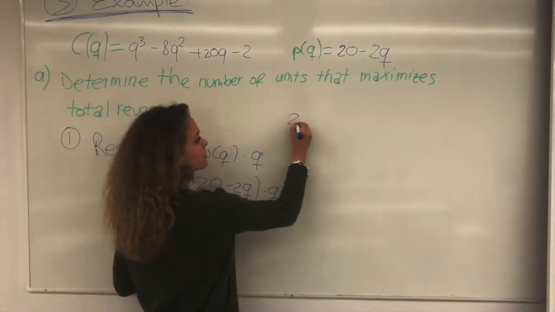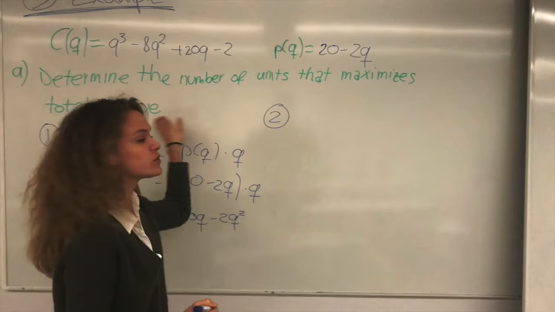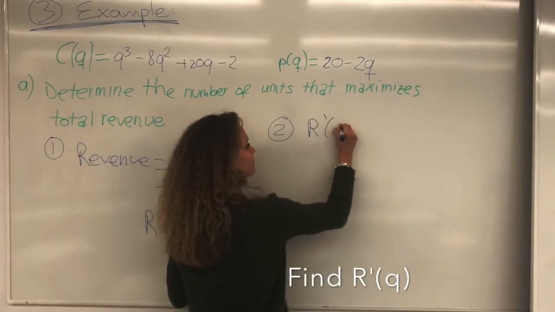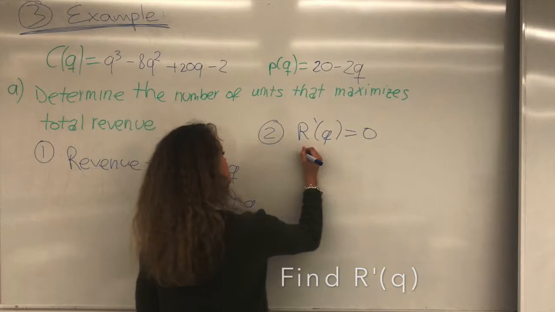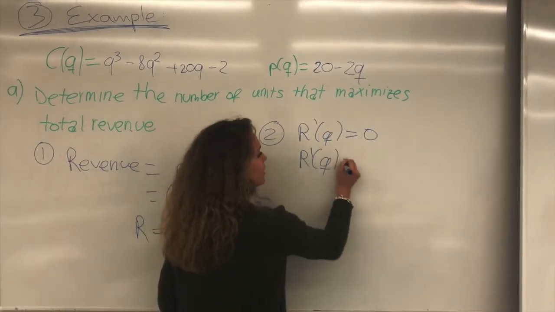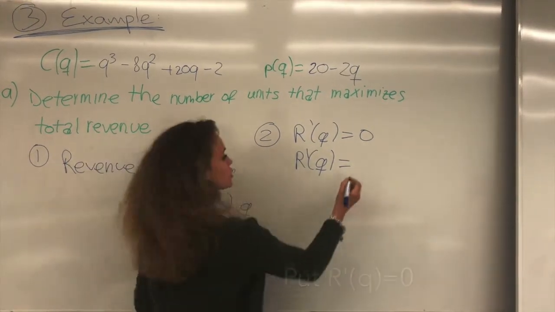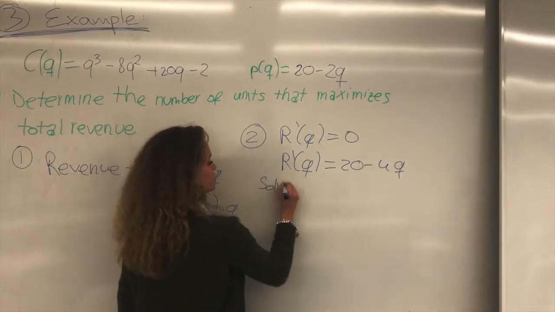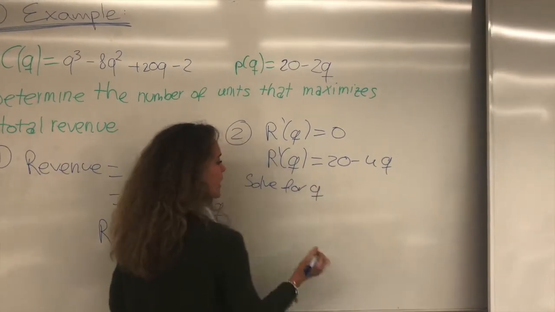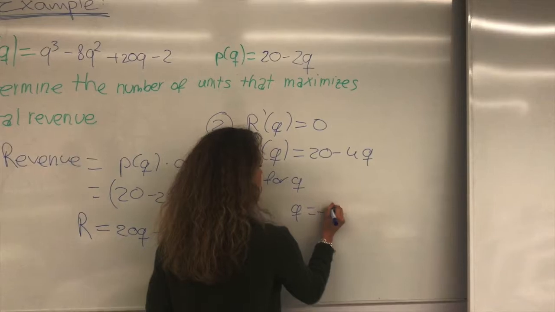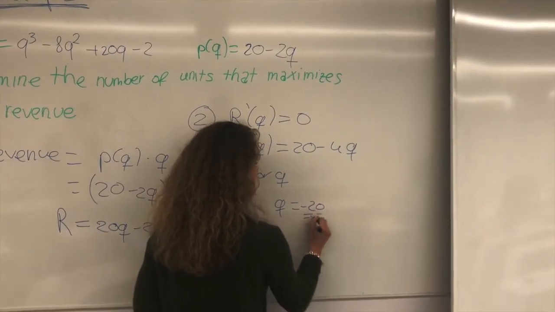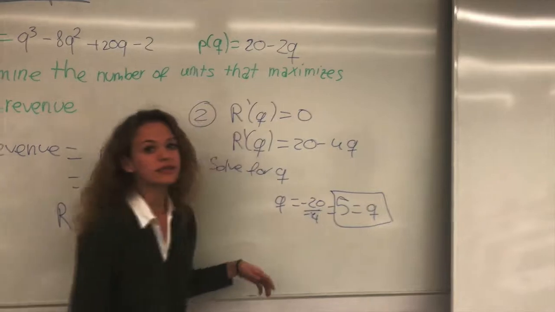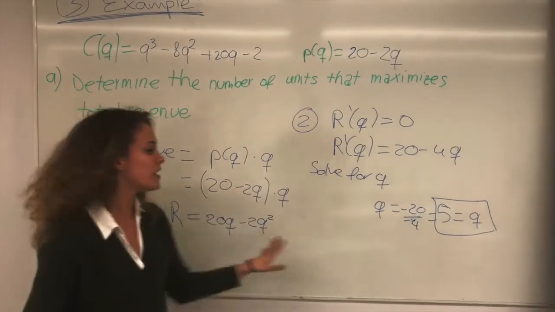Now, second thing we need to do, since we want to find the number that maximizes total revenue, is that we need to do the first derivative of revenue and put it equal to 0. So the first derivative of revenue is found by doing the power rule, which in this case is going to be 20 minus 4Q. And now we need to solve for Q. The quantity that the company needs to sell in order to maximize revenue is 5.